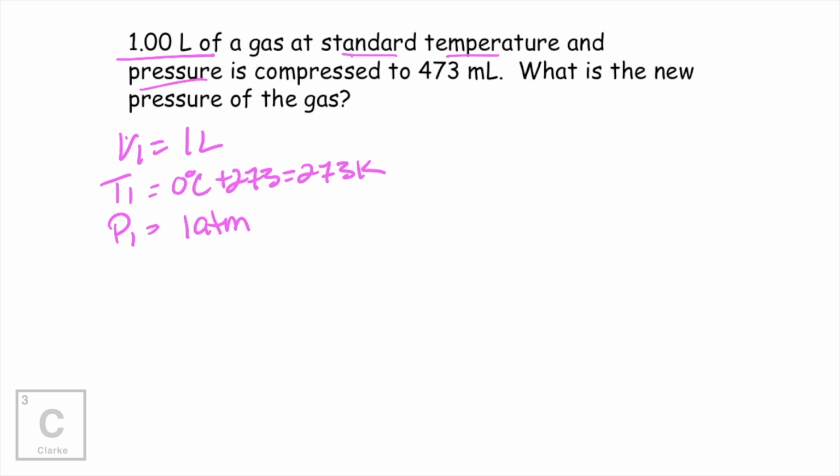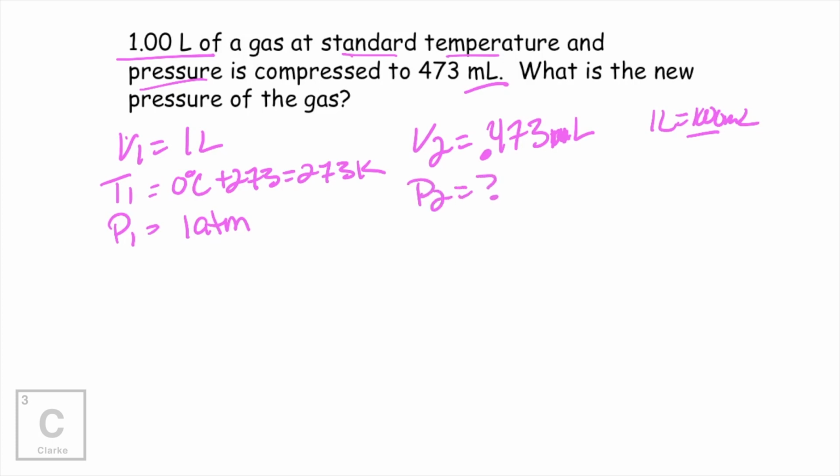Let's keep reading. The gas is compressed, so here we've got a new volume, volume 2. Now see, this is in milliliters, 473 milliliters. 1 liter has 1,000 milliliters, that's 3 zeros, so I could just move the decimal and say that's 0.473 liters. Ugh, I know. What's the new pressure? It doesn't mention anything about temperature, so we didn't really need temperature.